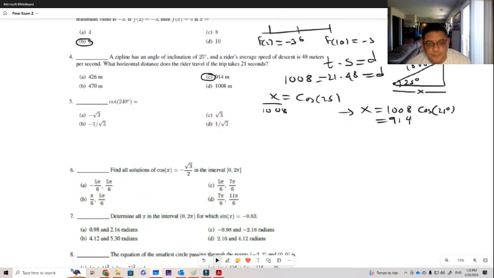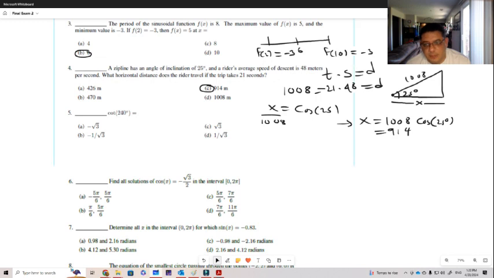Now, question 5 asks what is the cotangent of 240. Since we don't have that in the calculator, it might be worth checking this in terms of sine and cosine. Remember that the cotangent is the cosine over the sine.